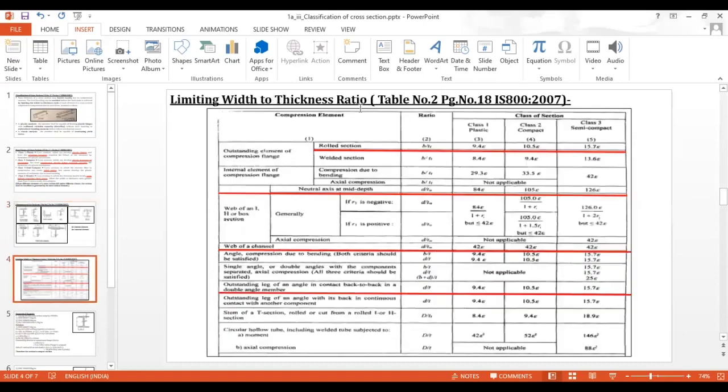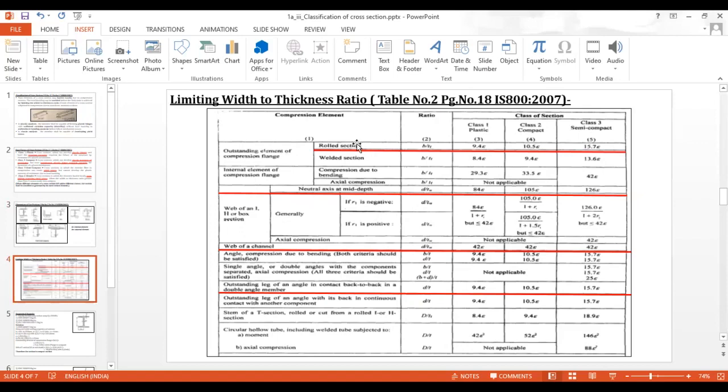Now if we look at table number 2, which is utilized for the classification of the section, here it is divided into 3 columns. Column 1 is nothing but the compression element, which gives us detail about the compression elements which are being utilized. Column 2 gives us the ratio of small b to T, and column 3 is sub-classified into 3 types, that is plastic, compact and semi-compact section.